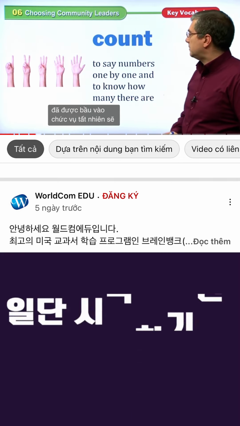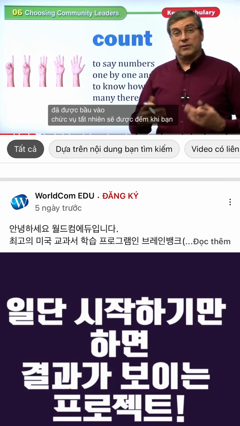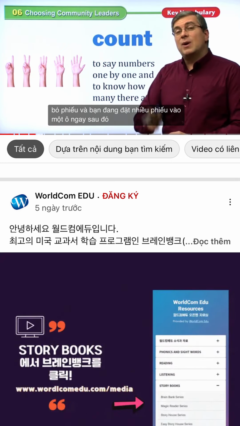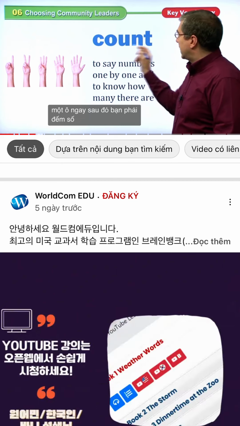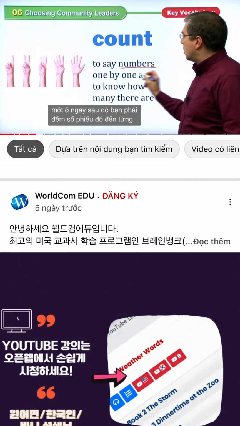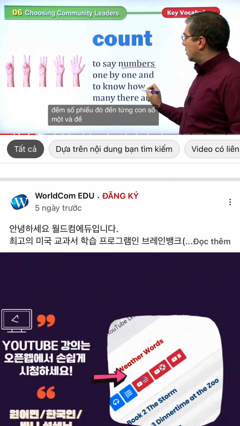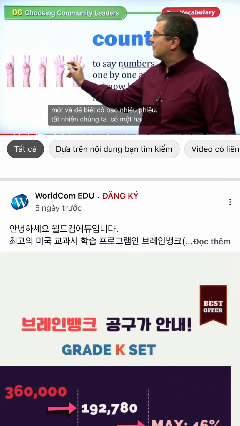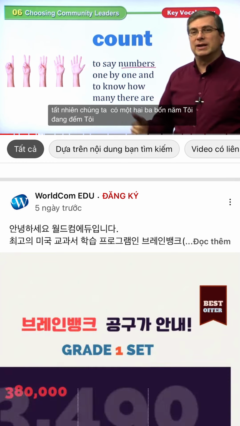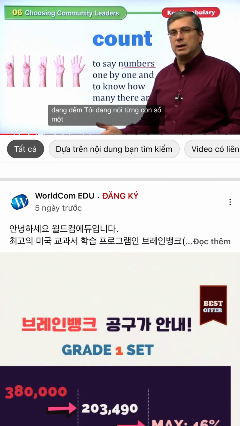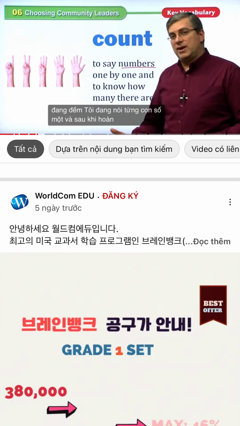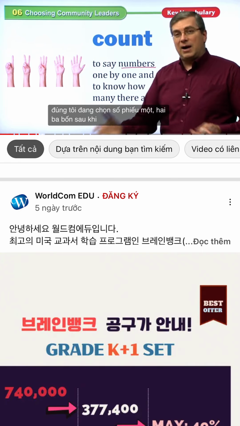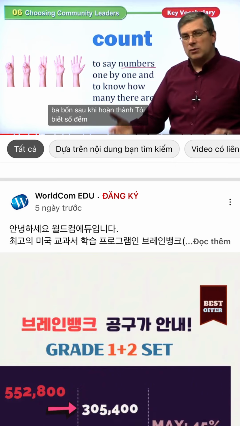Okay. Count. Of course, when you're voting and you're putting many votes in a box, afterwards you have to count those votes. Count, to say numbers one by one and to know how many there are. So, of course, we got 1, 2, 3, 4, 5. I am counting. I'm saying the numbers one by one. And also, after I'm finished, I'm picking the votes 1, 2, 3, 4. After I'm finished, I know what the count is.